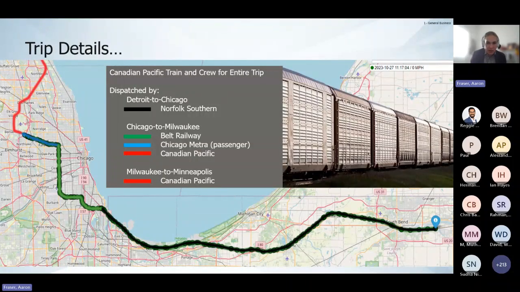So shown here is a case study which shows just a small segment of what might happen in the day of the life of a train as it operates throughout a corridor in the United States. In this case, we're showing a Canadian Pacific train, with Canadian Pacific crews and a BNSF locomotive in the lead. And it's traveling through various segments owned by different railroads. So in black, we have the Norfolk Southern Railroad. In green, we have the Belt Railroad in the Chicago to Milwaukee part of the stretch of the journey. In blue, we have the Chicago Metro, which is a passenger network. And then in red, we have the Canadian Pacific subdivisions.